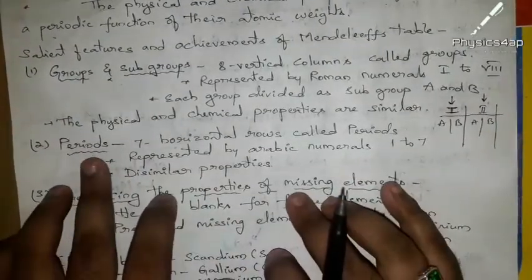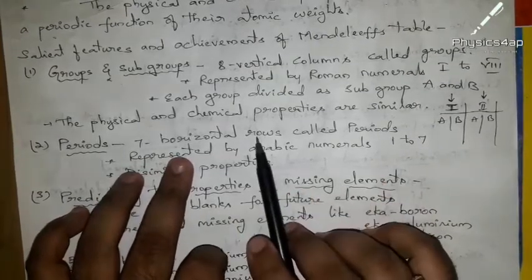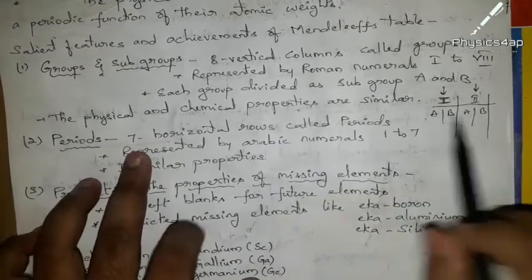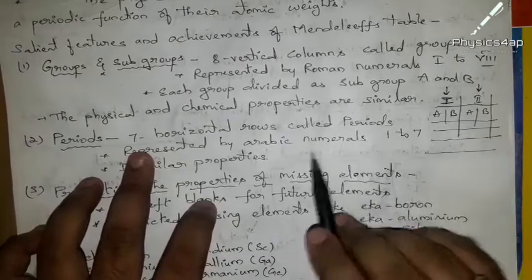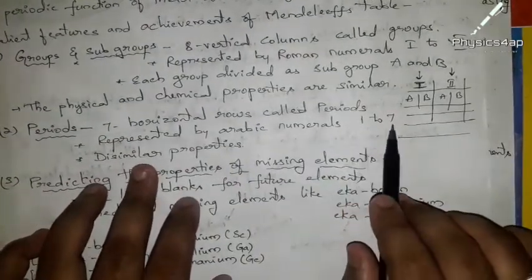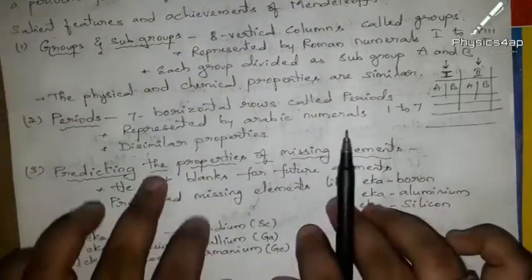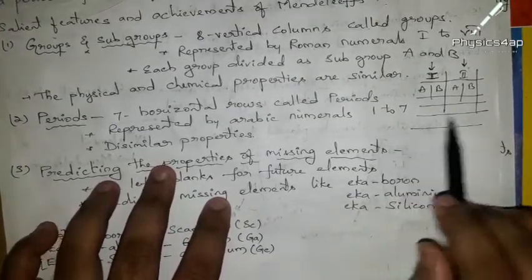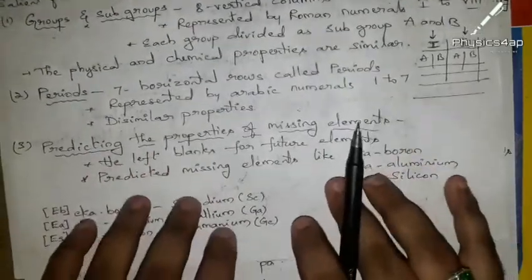Now coming to the periods, he has 7 horizontal rows. The horizontal rows, which are 7, are called periods, and they are represented by the Arabic numerals 1 to 7. Their properties are dissimilar. As we go along a period from left to right, the properties are different.